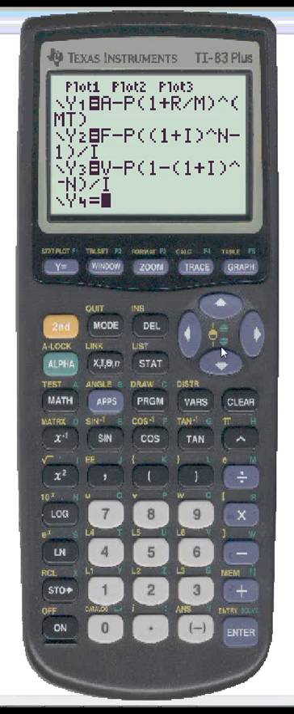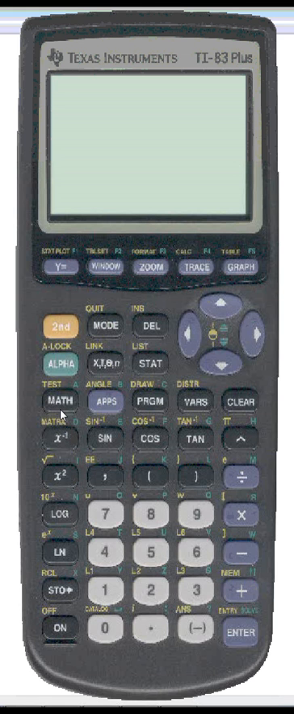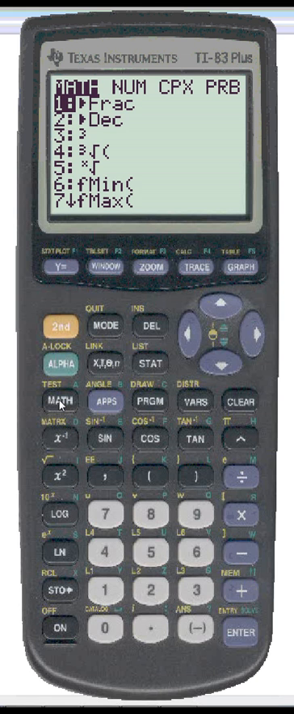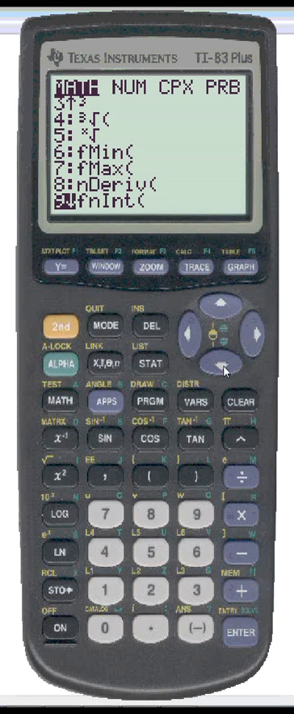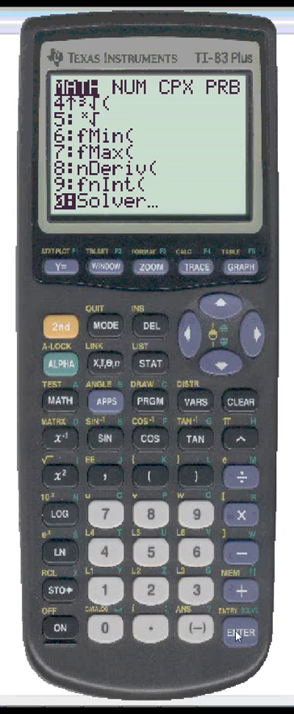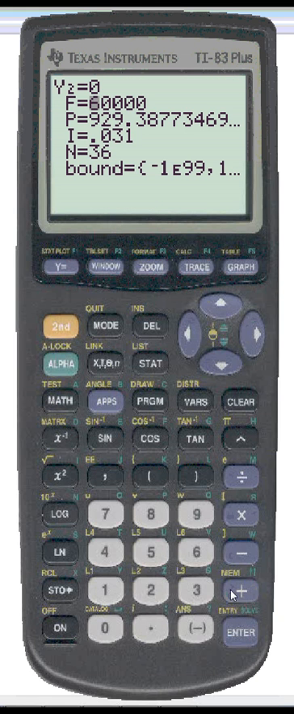All right? So I can get out of that by doing second quit, and I want to get into Solver. To get the Solver, you click the Math button, and you scroll down to the last option. Whether it's a TI-83 or 84, the last option under the Math menu is Solver, and you hit Enter.